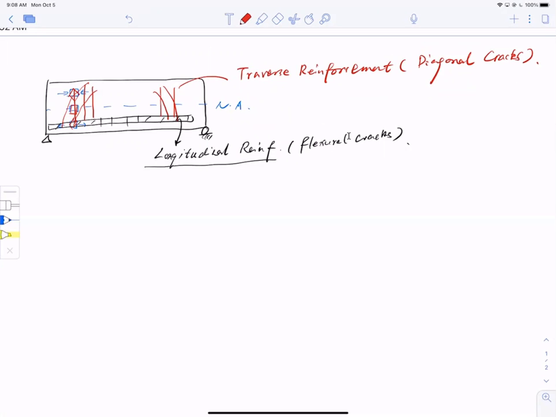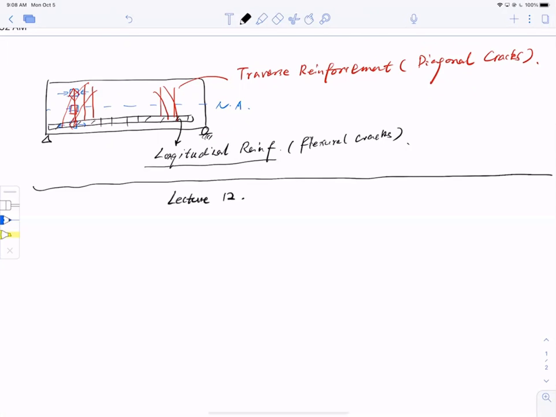Now, the ultimate question is, why do we need the vertical bars to begin with? So today we're going to take a look at the reason or mechanism. Lecture 12, shear stress transfer mechanism. The objective is to understand the shear transfer mechanism.